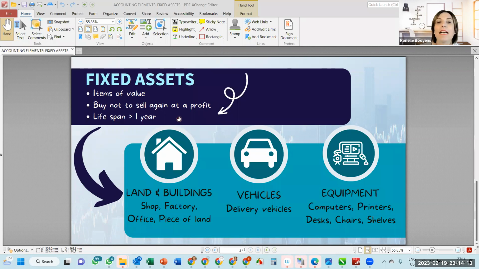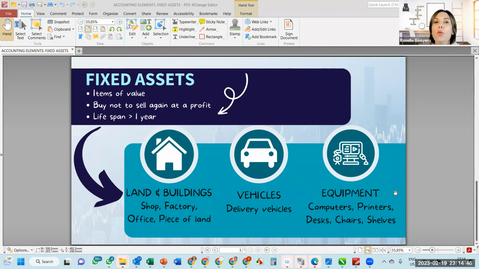And our three fixed assets, as we've mentioned already, are land and buildings. And this would typically be if you buy a shop or a store, a factory, an office building, a vacant piece of land that you maybe want to develop at a later stage. All of those would fall under your land and buildings fixed assets. Secondly, our vehicles asset. This one would mainly consist of delivery vehicles that you would purchase for the business in order to run the business successfully.